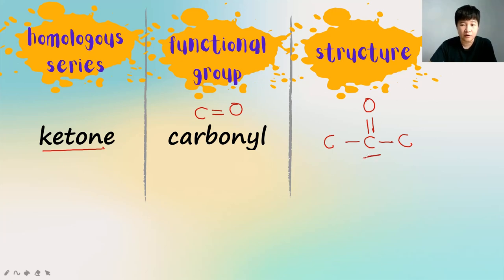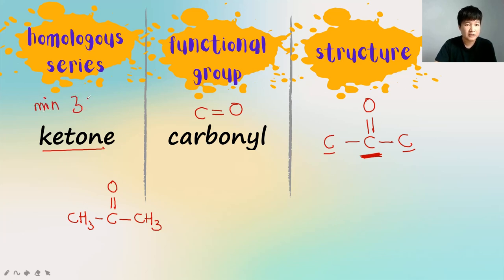The C double bond O must be sitting in between carbon. That is your ketone. So you can have the simplest ketone, which is this. In other words, ketone must have a minimum of 3 carbon. Alright? Ketone must have a minimum of 3 carbon. Then only can you form a ketone. That is the simplest ketone that you can have.